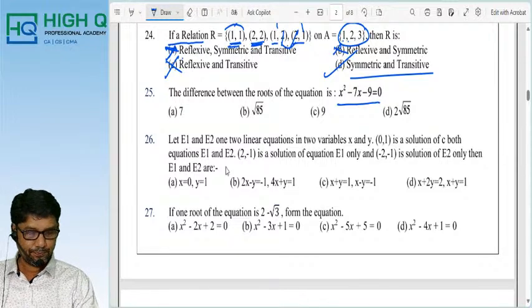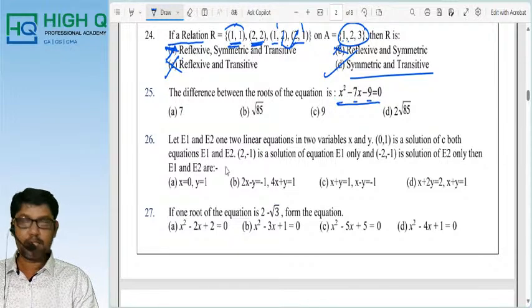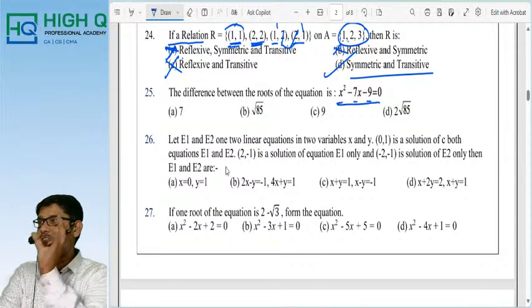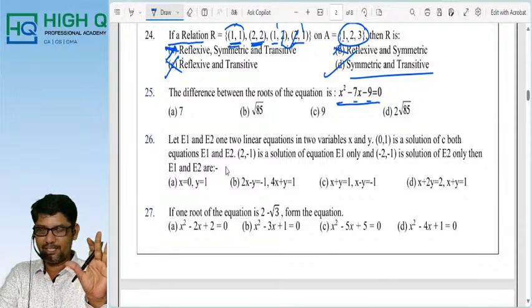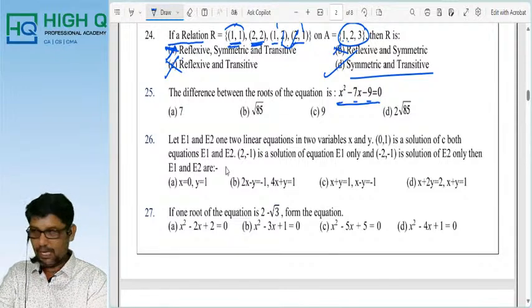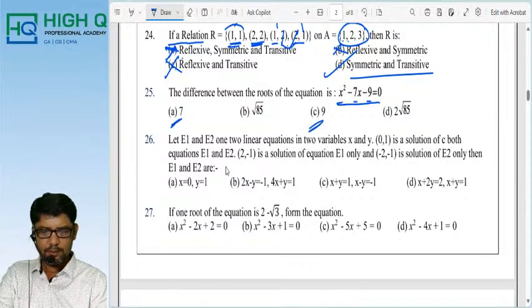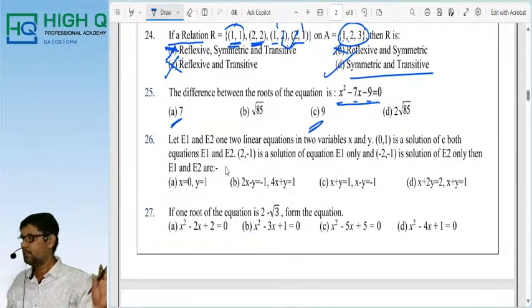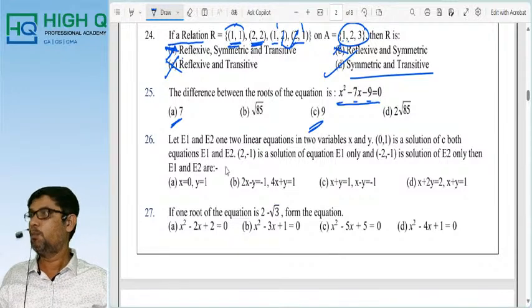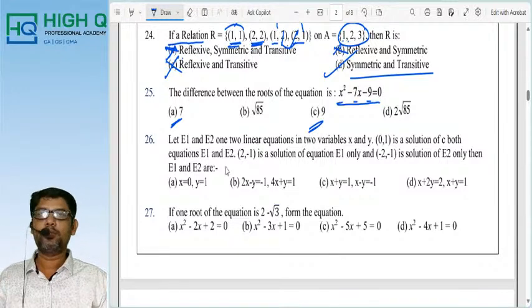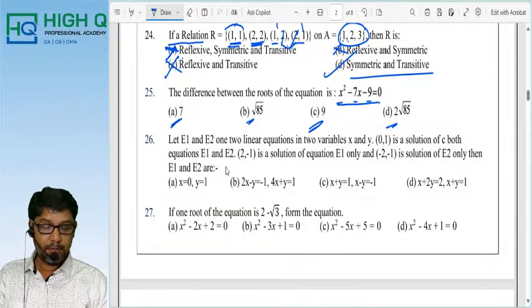X square minus 7x minus 9. Definitely it's not a perfect quadratic equation. Direct factorization is not possible. So I'm going to get some irrational number. Mostly not possible. I'm not saying this will never come. Mostly not possible, 90% no chance. So my answer is between B or D.